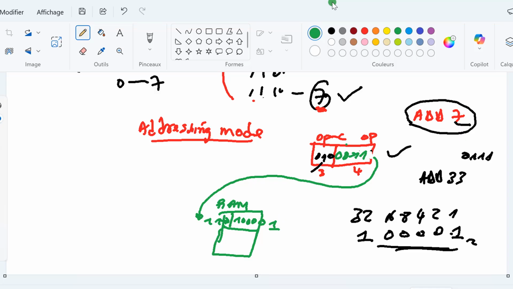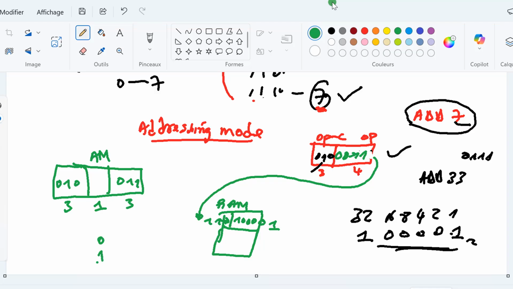For us to handle this situation, in the instruction, we are going to add another field called the addressing mode. Imagine that my addressing mode is coded using 1 bit, the opcode is 3 bits, and the operand is also 3 bits. Here I'm going to have my 0 1 0, and here 0 1 1, meaning the address of this. If the addressing mode is coded in 1 bit, what are the different combinations? It's only 0 or 1.